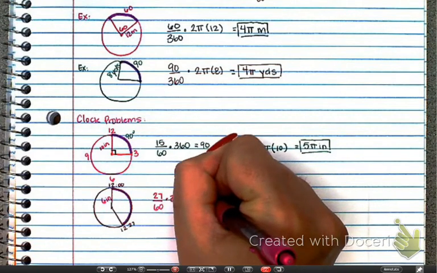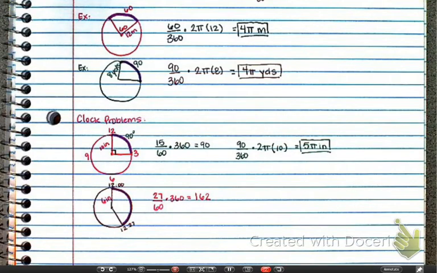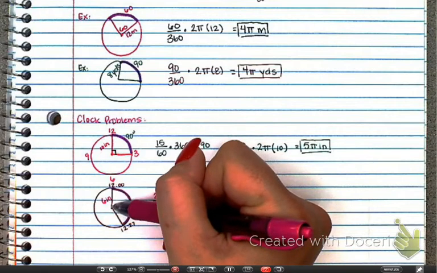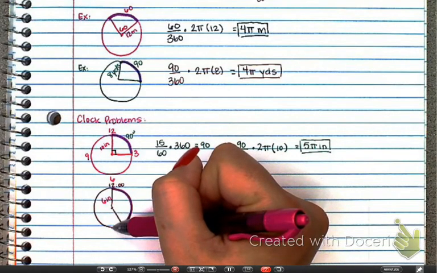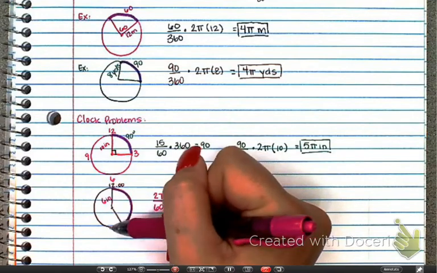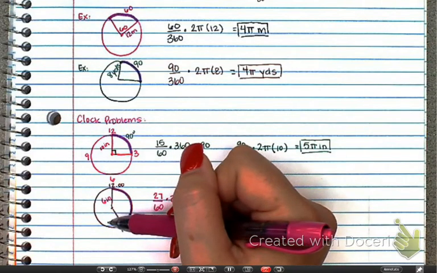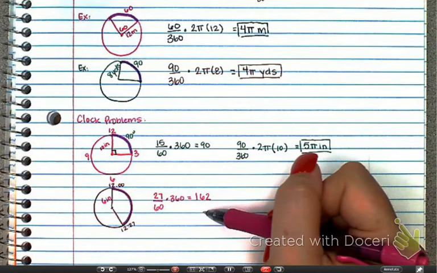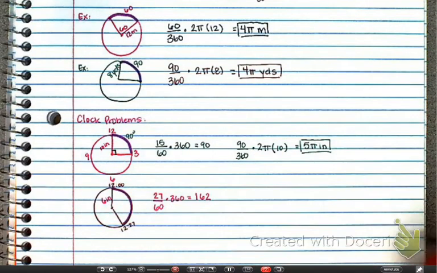How many minutes passed from 12 o'clock to 12:27? 27 minutes. Okay? So 27 minutes out of an entire 60 minutes. That gives me a proportion, or a ratio, for my minutes. But I need to know what the measure is according to an entire circle, which has a measure of 360. So in your calculator, what is 27 divided by 60 times 360?